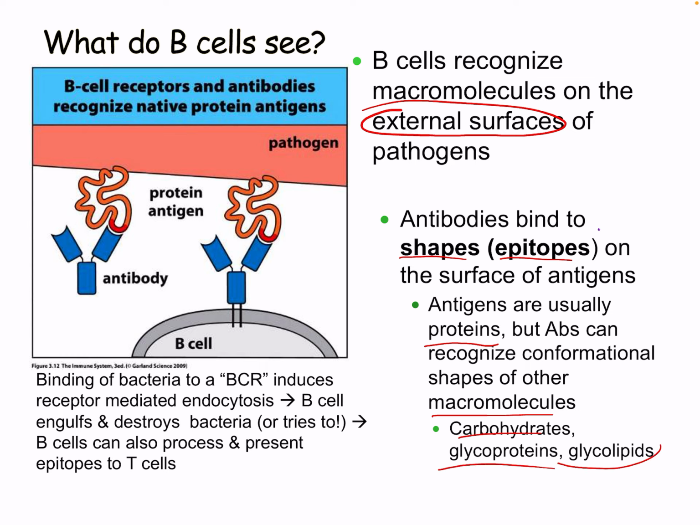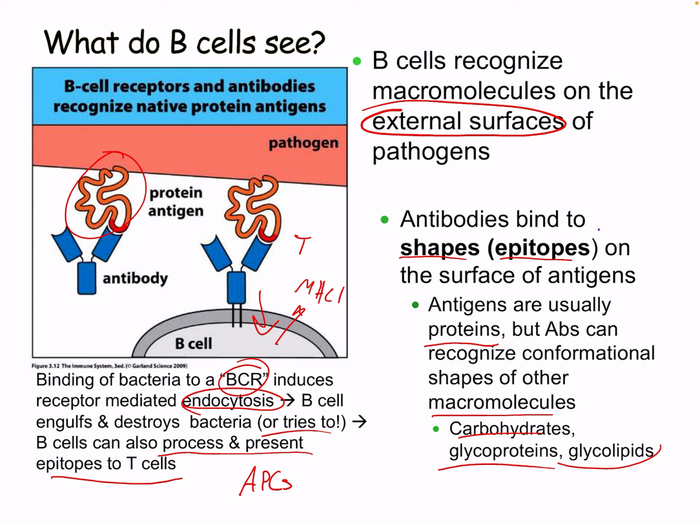So here we have a picture of a bacterium binding to a B cell receptor, which induces receptor-mediated endocytosis. This B cell engulfs and destroys the bacteria, or tries to, and B cells can also process and present epitopes to T cells. So as we said, B cells are also APCs. This B cell encounters a pathogen and takes it in. Now this B cell can present it on an MHC, and now our T helper cell can come in and see it, and then we can activate our T cell response and also induce better B cell activity.